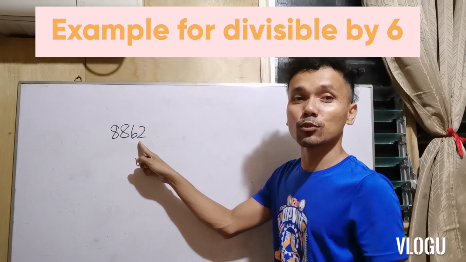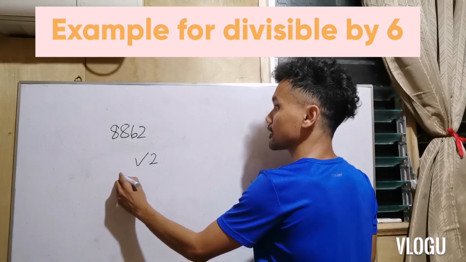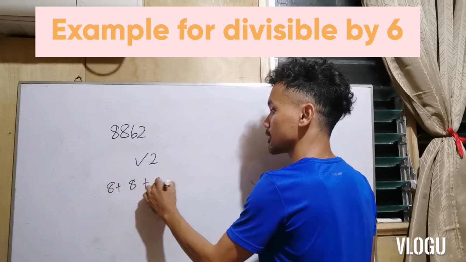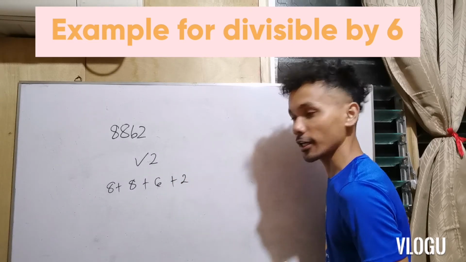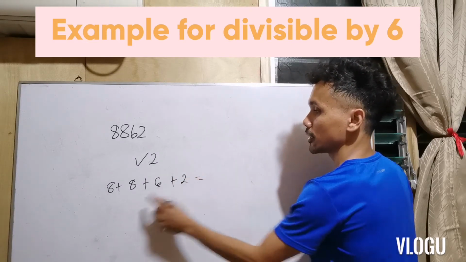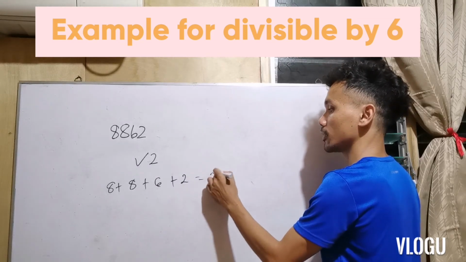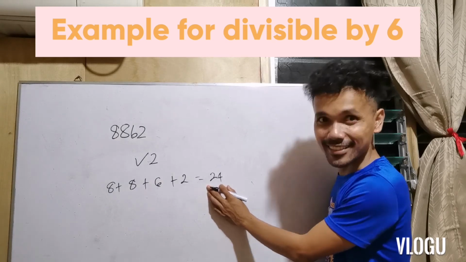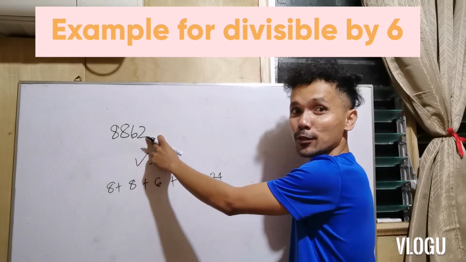Check natin. How do we determine if the number is divisible by 3? Just take the sum of the digits. 8 plus 8 plus 6 plus 2. Okay? So you have 16 plus 6, 22, 24. Is 24 divisible by 3? Yes. That's 8. So therefore, this is divisible by 3.